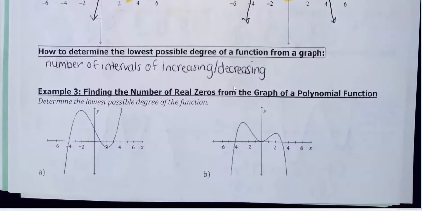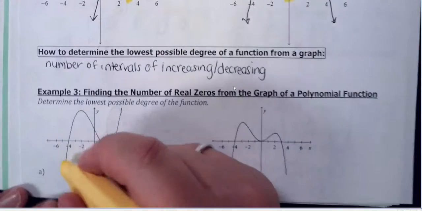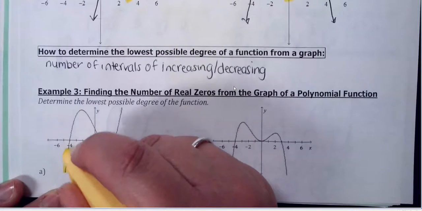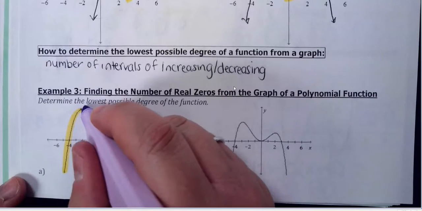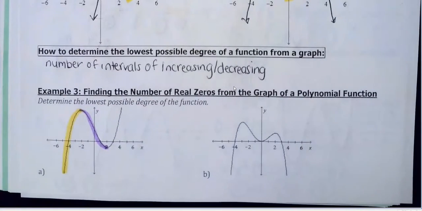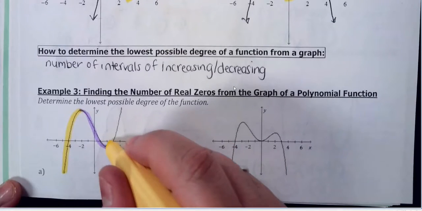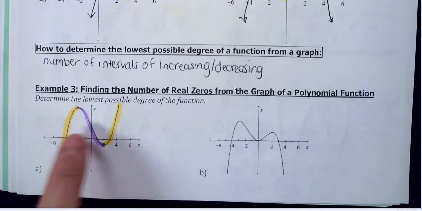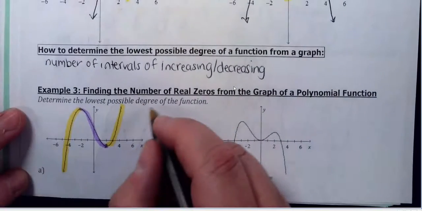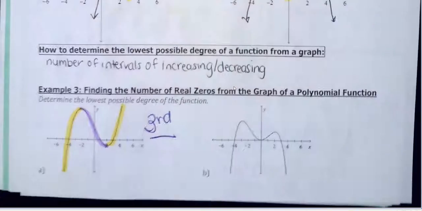But number of intervals of increasing and decreasing, you're like, what the heck? I'm not asking you to write intervals. I promise this is super easy. Literally just going to come over to the graph, right? If I was tracing this graph, here I am increasing, yes? And when I get to that little top part, this is then decreasing. And then I switch back and the rest of the graph is increasing. So I colored 3 different intervals there, right? Increasing, decreasing, increasing. So the lowest possible degree here is going to be a 3rd degree.